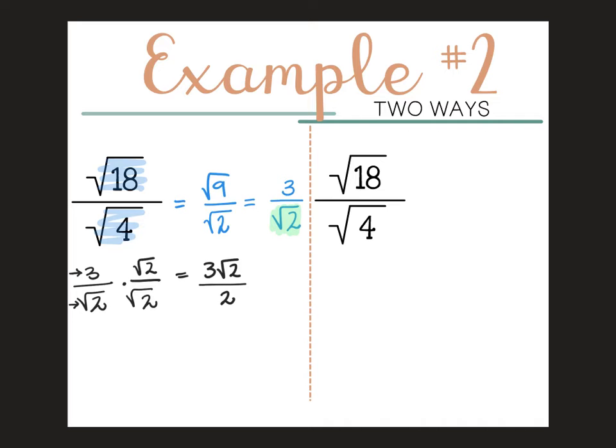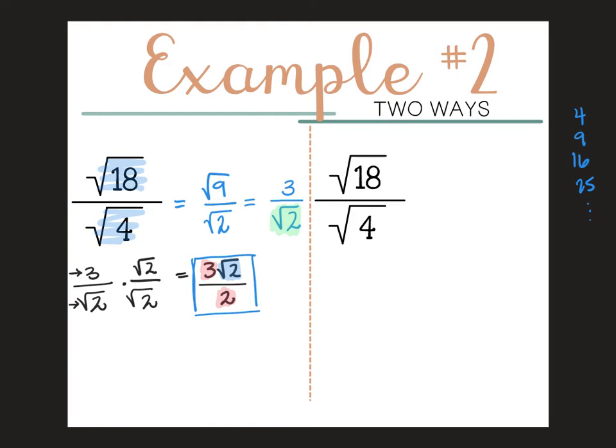And then just double checking, can I simplify further? Can this fraction be simplified? No. 3 over 2 is as simplified as it can get. I also want to check this radical, so think about your perfect square list: 4, 9, 16, 25. Can 2 be divided by any of those numbers? The answer is also no. So this would be our final answer.